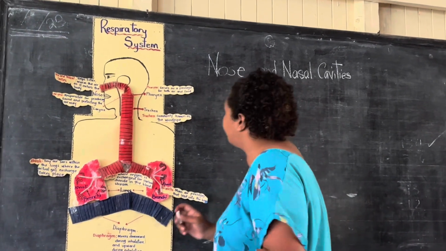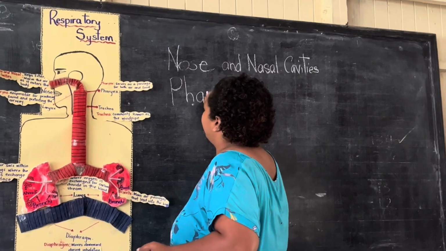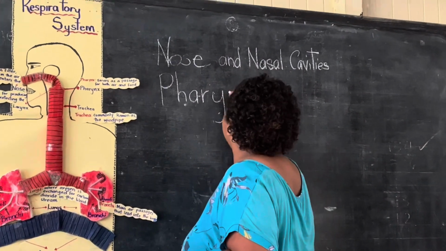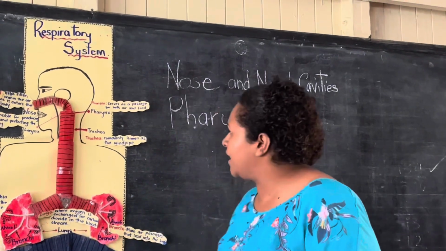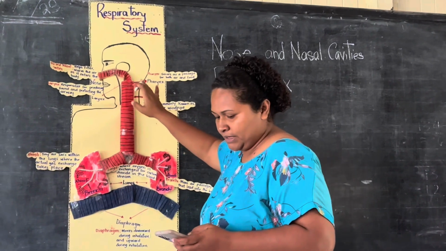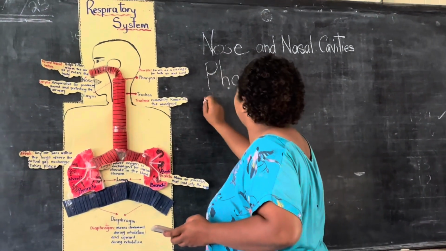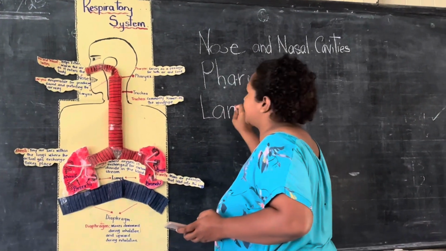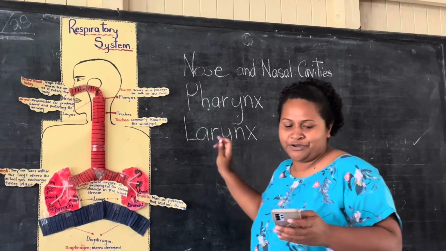This is the spelling of the pharynx. The spelling is tricky, eh? Pharynx. Say it together. And next one, we have the what? Larynx. Look at the spelling. Larynx.